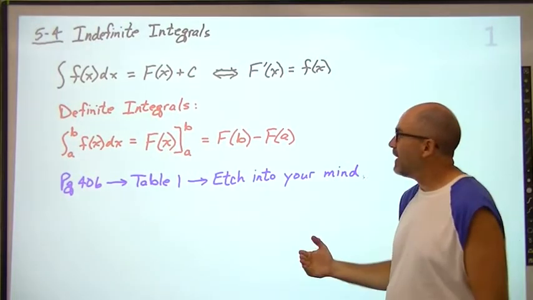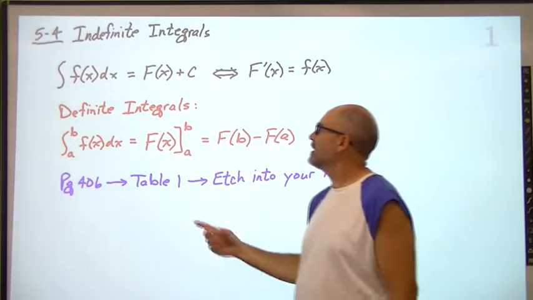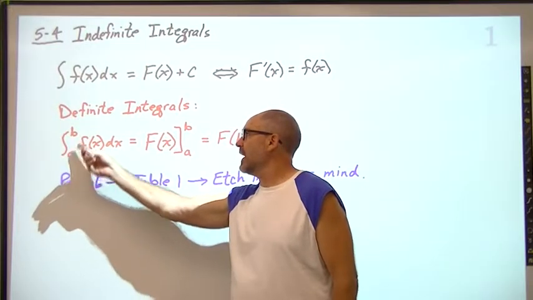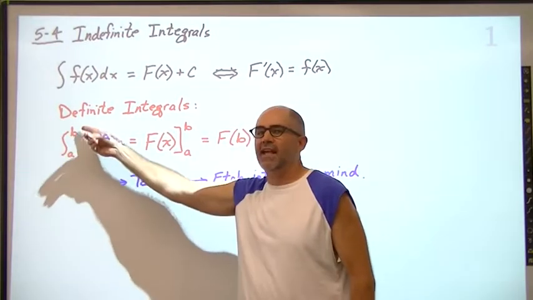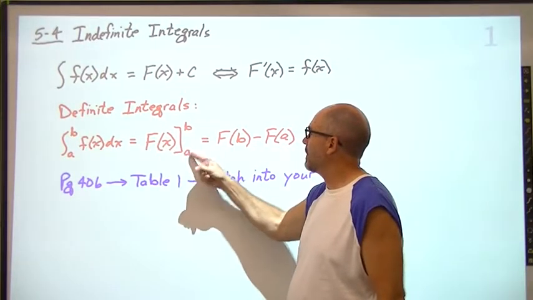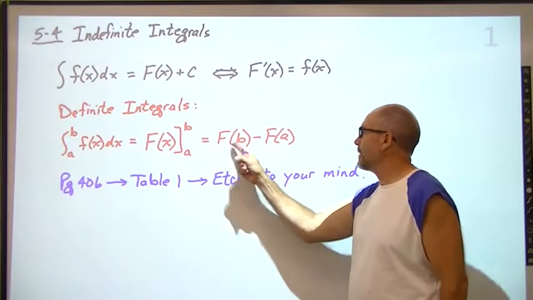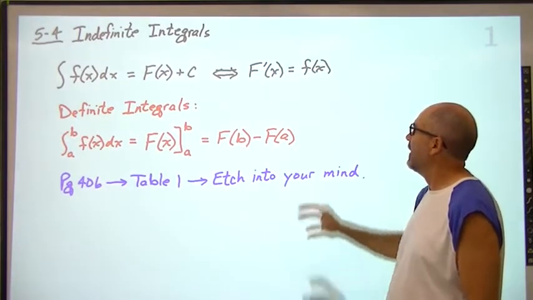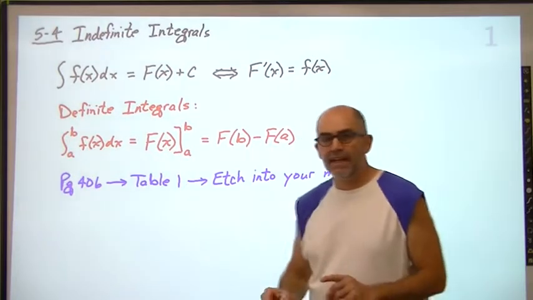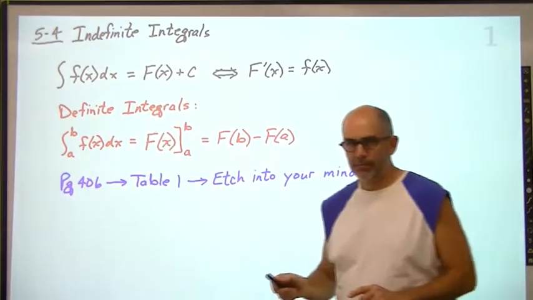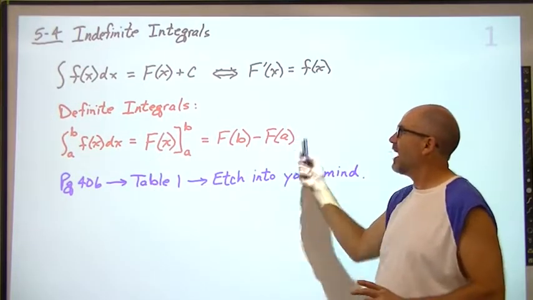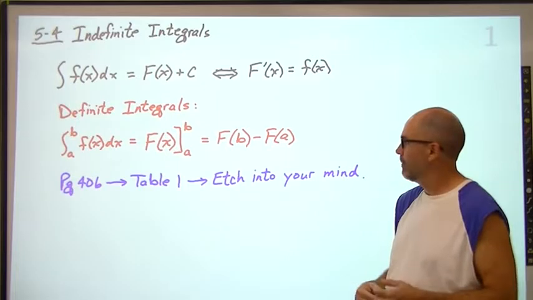Now, the definite integral is the area under the curve f of x between a and b, between x equals a and x equals b. And that's going to be capital F of x from a to b, which is capital F of b minus capital F of a, and that's going to be a number. So notice, the indefinite integral is a function. The definite integral is an area or a value.